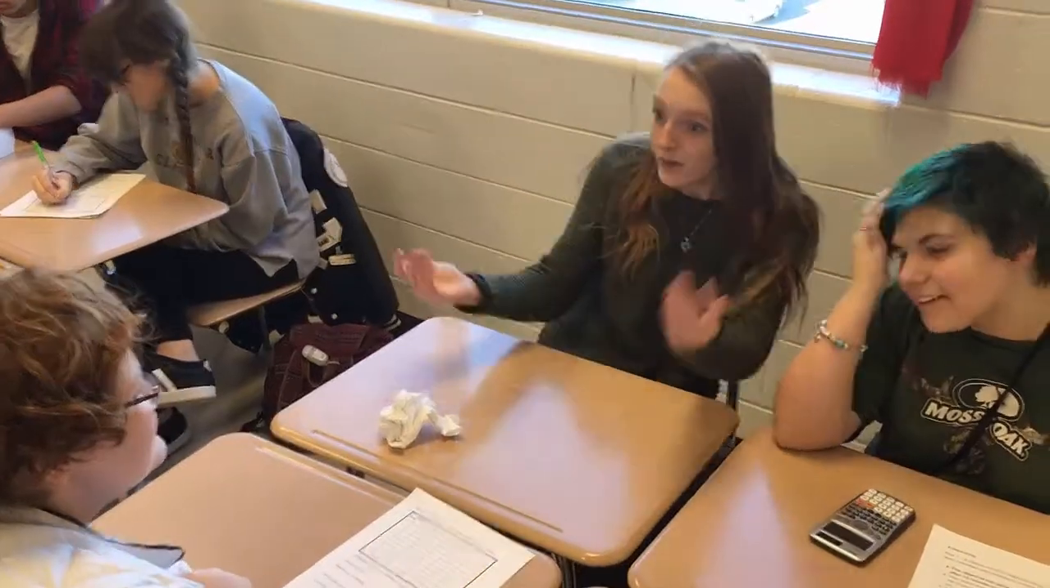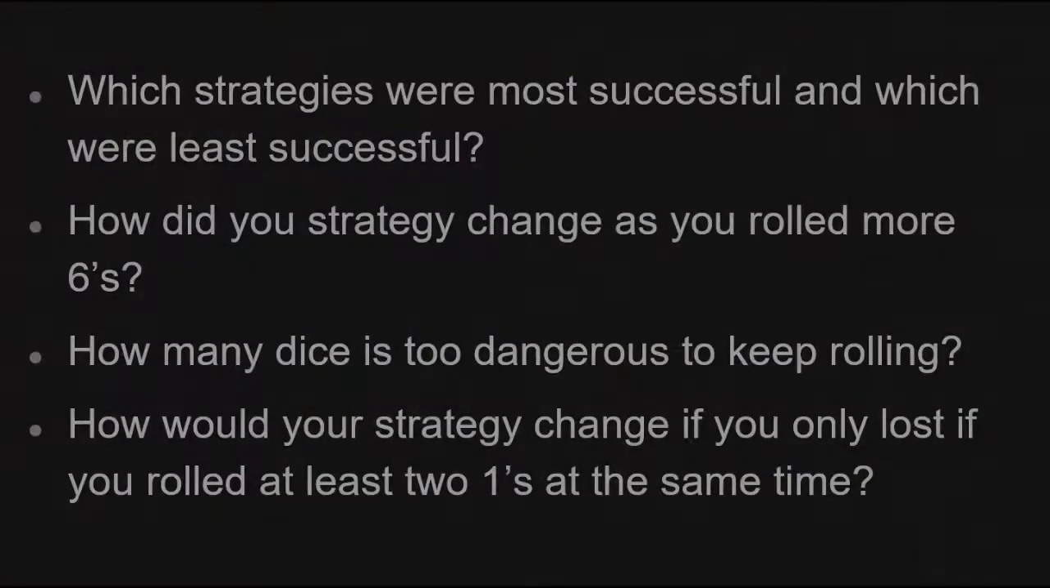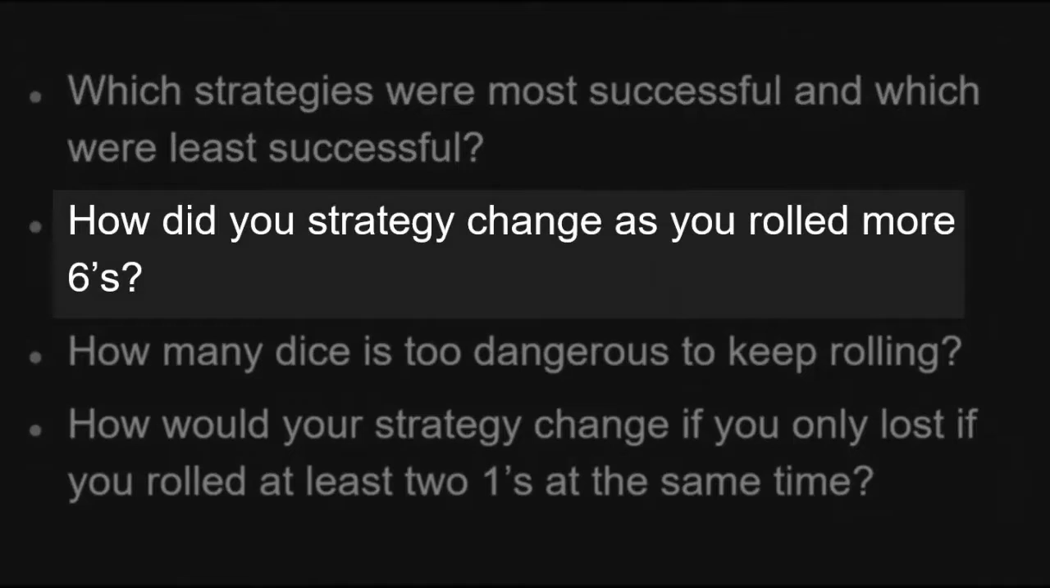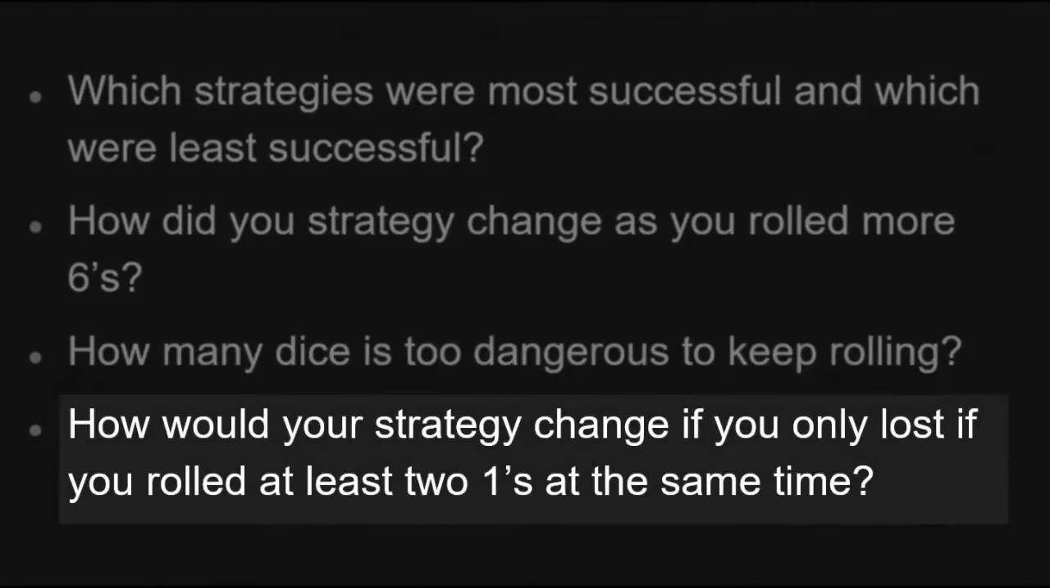After students played a couple of rounds of the game, they were asked to reflect on some takeaways or considerations from the game. They were asked to discuss strategies that were successful and least successful, how they change as you roll more than 1 six, and when is it too dangerous to keep rolling, and how would your strategy change if you rolled at least 2 1s at the same time.